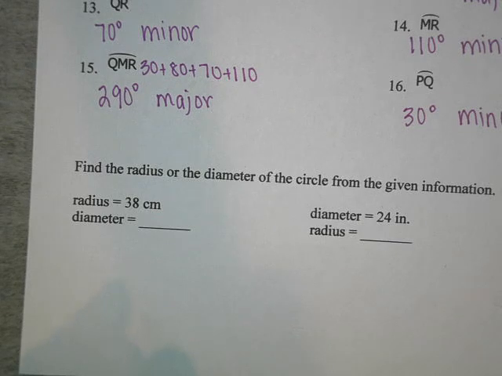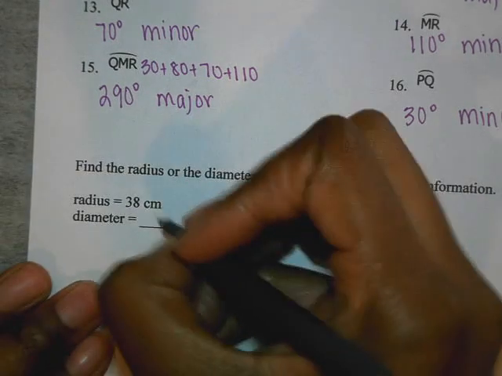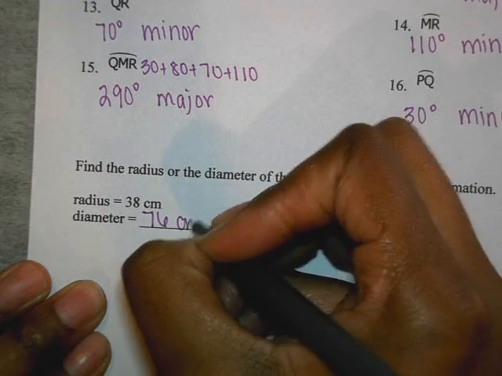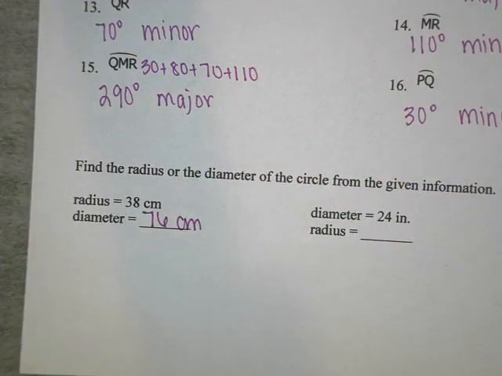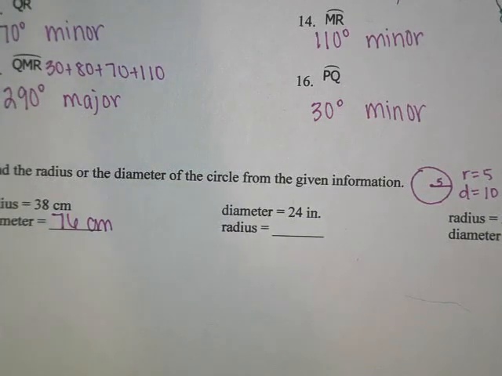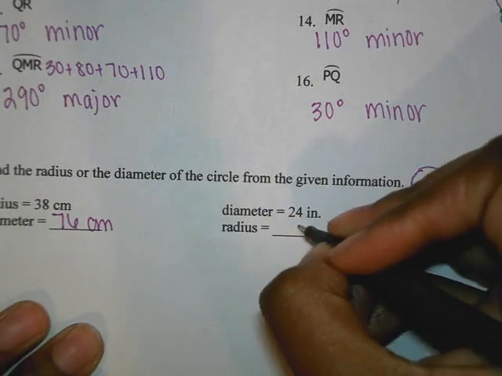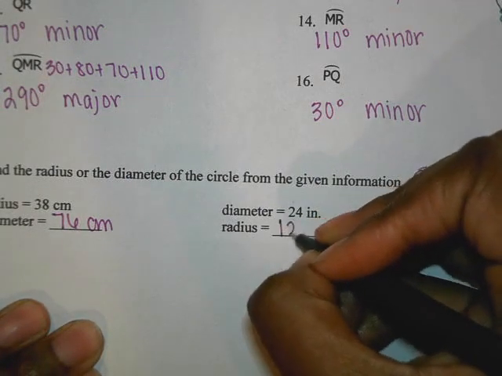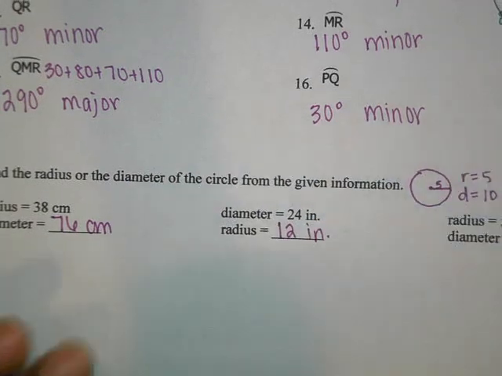Okay, and you should get 76 centimeters. All right, for the second one, your diameter is 24. So be careful here, they switched it up. Your diameter is 24, so we're going to cut that in half to find my radius. So 24 divided by 2 is 12 inches.